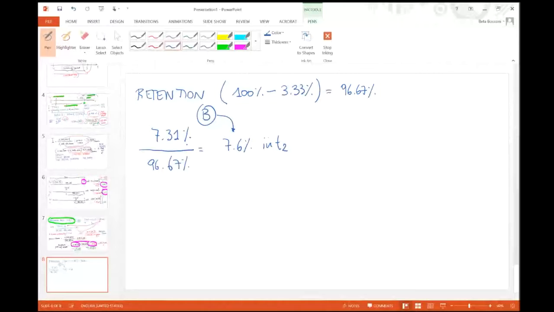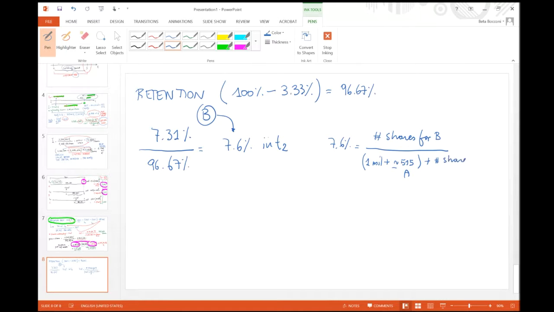Let's go on. It is a sort of training of our brain, if you want. With 7.6, if we want to have a 7.6 share, we must solve the equation for the number of shares for investor B divided by, listen, the original 1 million plus about 515,000 shares of round A plus the number of shares for investor B.